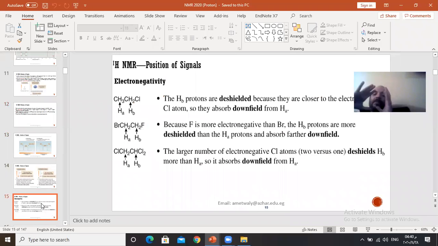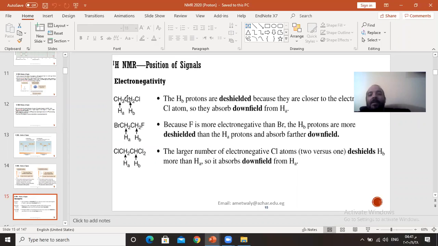For example, the first thing affecting the chemical shift is the electronegativity. What does it mean? When my proton is attached to an electronegative group, it attracts these electrons and they are not available. So it will be de-shielded and appears downfield. Like chloride, bromide, fluoride, oxygen, all these are electronegative groups which attract the electrons.